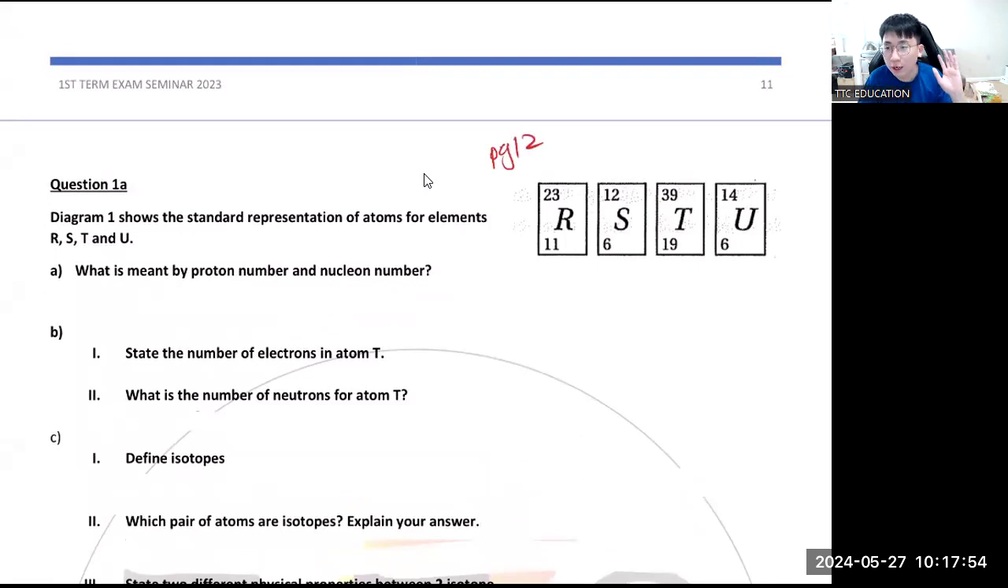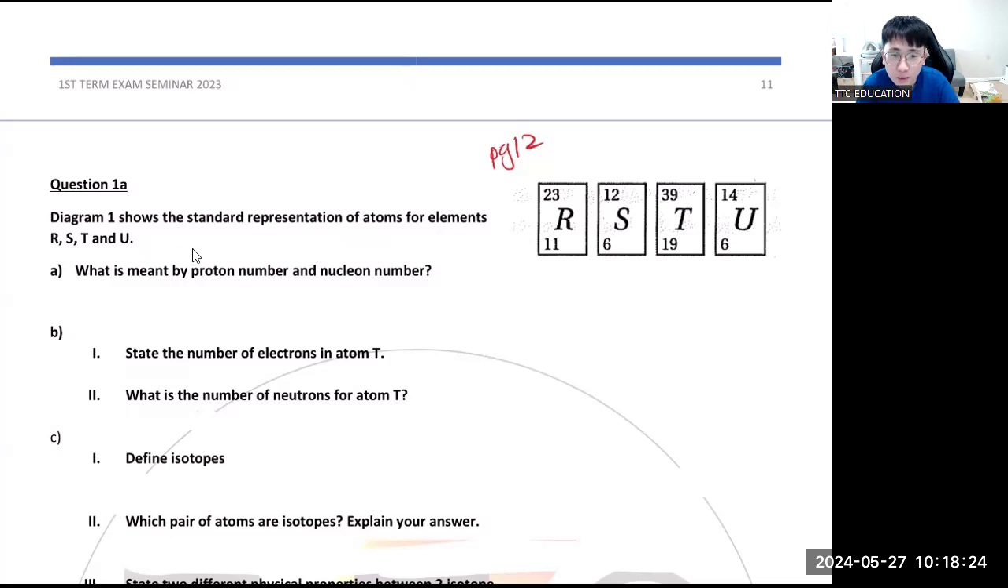I try to do as much exercise as possible because exercise is more important. Now we have this type of question. Definitely in your first exam, confirm you will get this type of question. You can see, what is meant by proton number and nucleon number, and then they give you multiple unknown elements. They will ask you to determine the proton, the nucleon, the electron, the electron arrangement. Many questions like this.